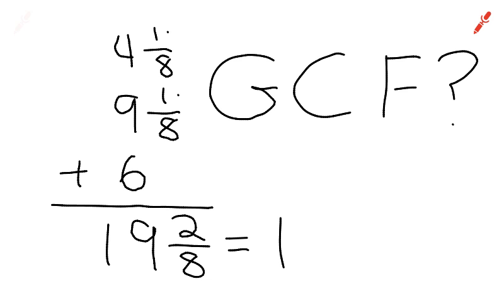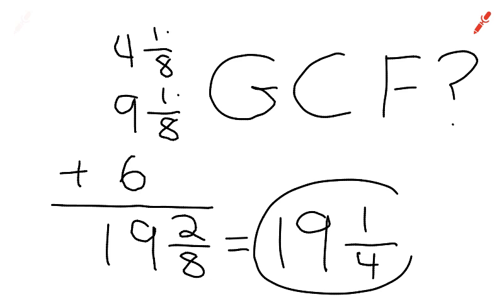So I'm going to rewrite 19 right here. 2 goes into 2 one time. 2 goes into 8 4 times. And so our final answer, and we need to circle that, our reduced fraction answer is 19 and 1/4. 19 and 1/4.